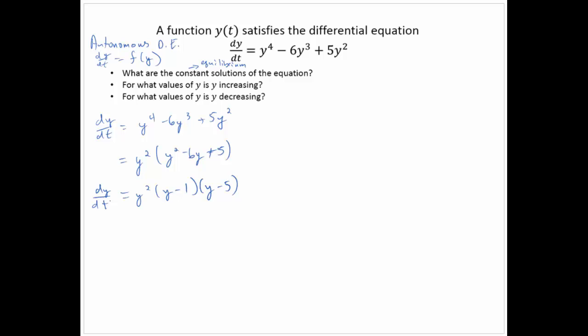And so notice, if y equals 0, or y equals 1, or y equals 5, those are all constants, right? If y equals 0, the derivative of 0 is 0, the derivative of 1 is 0, and the derivative of 5 is 0. So the left-hand side is 0, and the right-hand side has to be 0 for any of those values. So these are called the constant or equilibrium solutions.